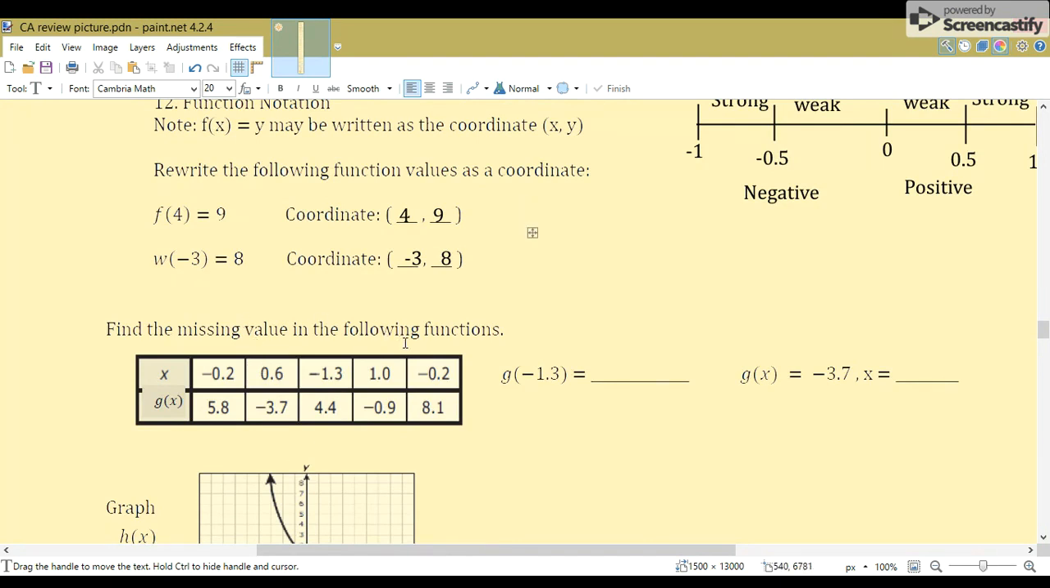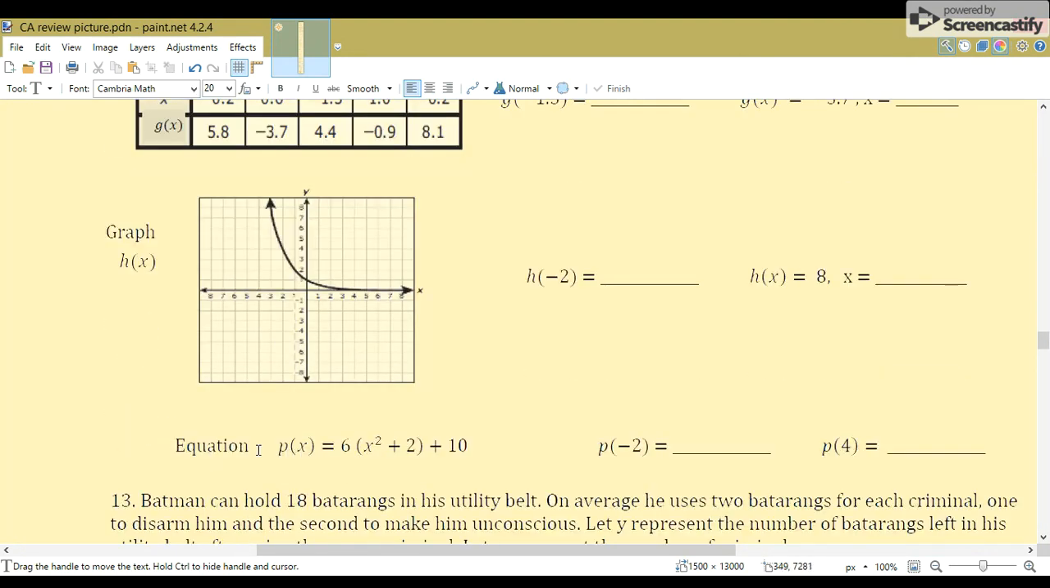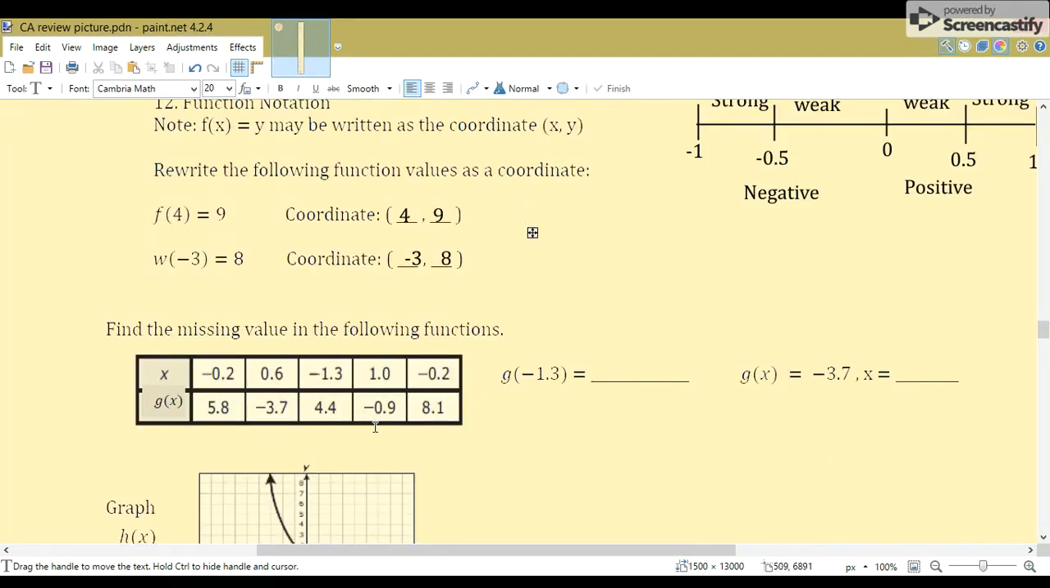Find the missing value in the following functions. So we have g of -1.3. So we're looking at the g function, not h, not p, g. So when x is -1.3, y is 4.4. So that's your answer. Okay, now we're doing the opposite. When g of x equals negative 3.7, x equals 0.6. When y equals negative 3.7, x equals 0.6.